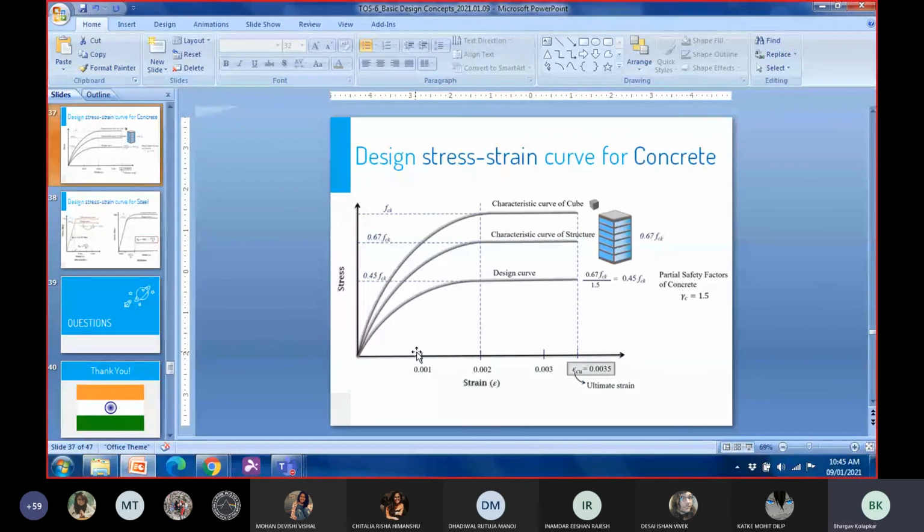So if I say I want to use a 500 by 500 column, my partial safety factor is 1.5. If it is a 600 by 600 column, my partial safety factor is 1.7. That complicates everything. So what is done instead is a very simple approach. Irrespective of what you're using the concrete for, take this cube, test it. Whatever you get, use 45% of that. So that approach is simple but conservative.